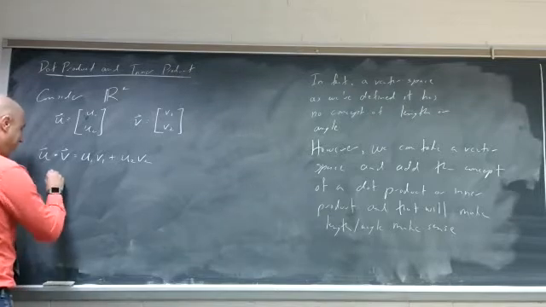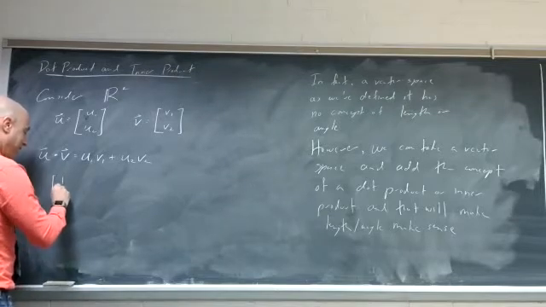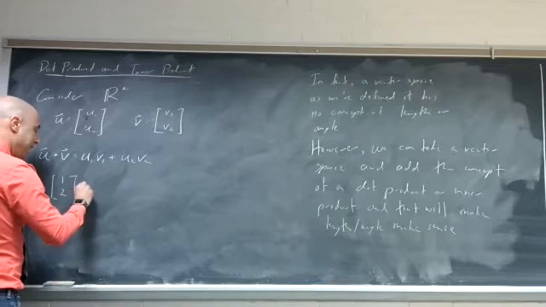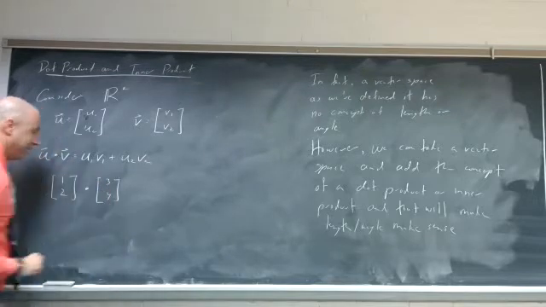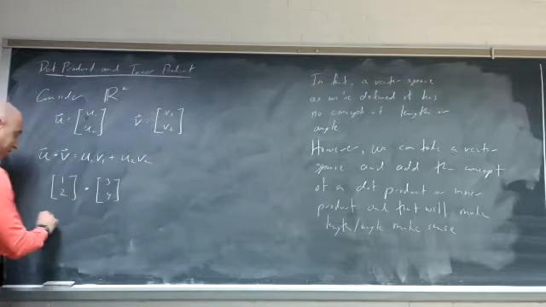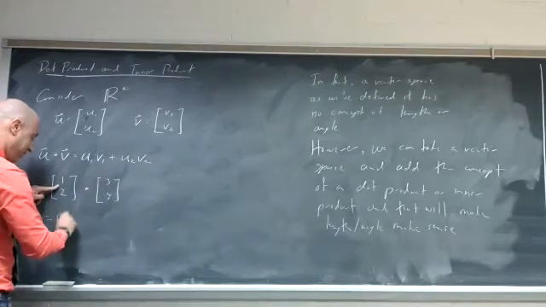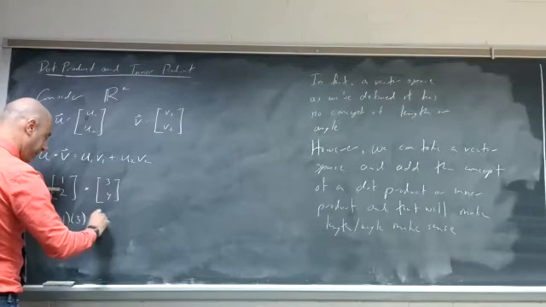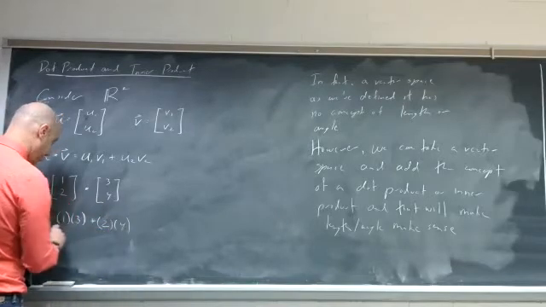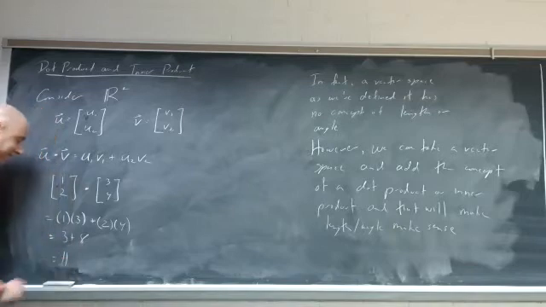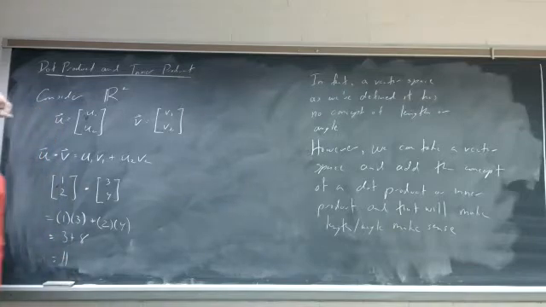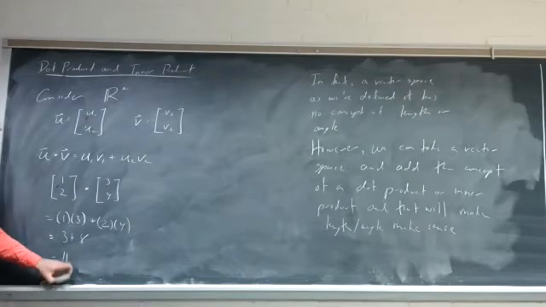So if I take the vector 1, 2, and dot it with the vector 3, 4, 1 times 3 plus 2 times 4, 3 plus 8, 11. Not difficult.